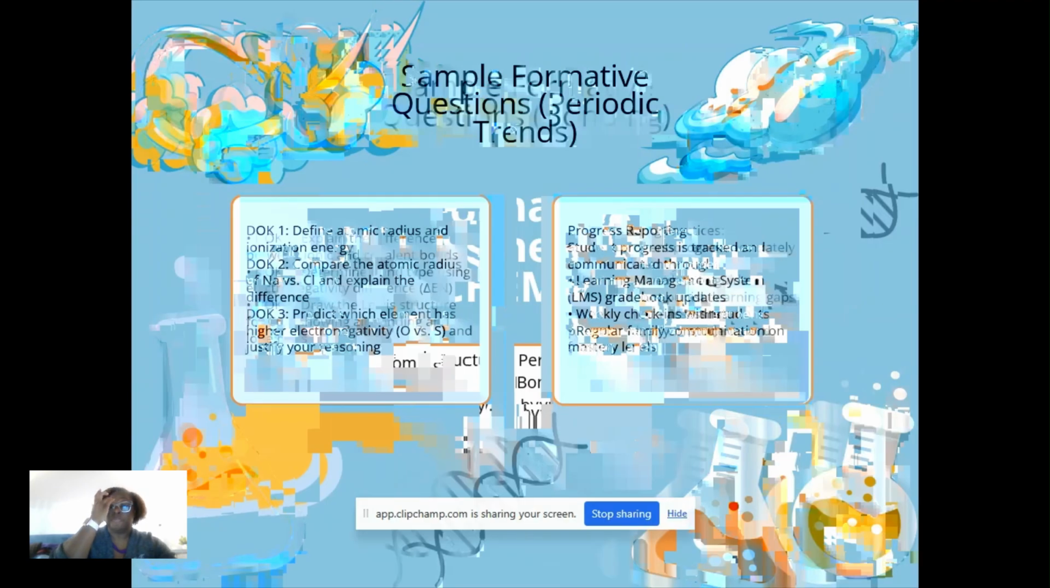Sample formative questions for bonding. One question would be to draw the Lewis structure for CO2, showing all bonds and lone pairs.